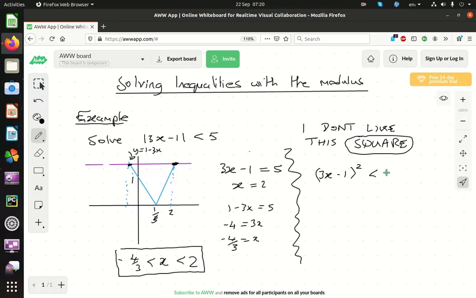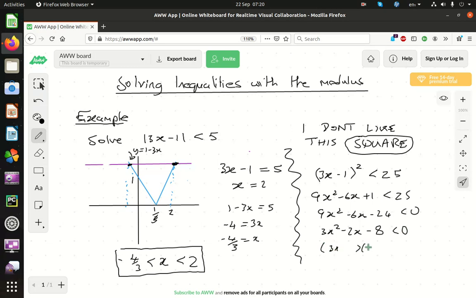Square 5, you get 25. And then multiply out the brackets: 9x squared minus 6x plus 1 is less than 25. Take away the 25: 9x squared minus 6x minus 24 is less than 0. Divide by 3, I guess. 3x squared minus 2x, what's 24 divided by 3? 8. It's very early in the morning for me here. Factorize: 3x and x. I'm guessing one of them's x minus 2, and the other one must be 3x plus 4.